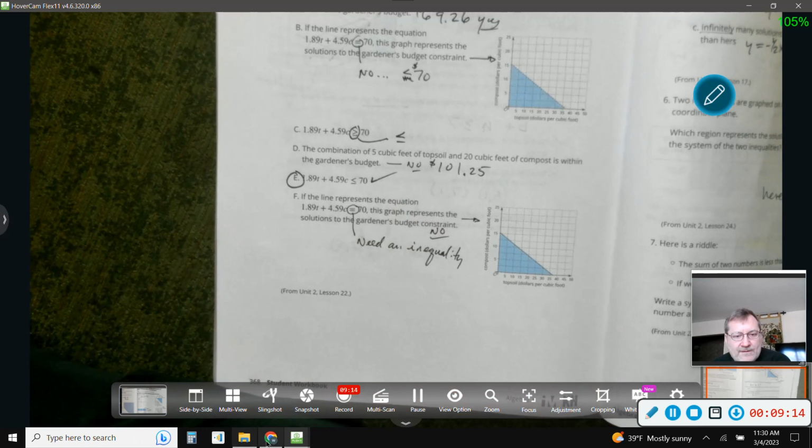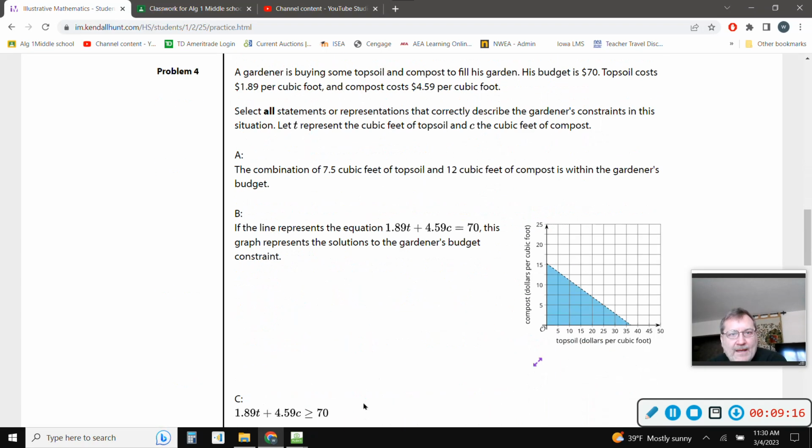Number 4. Let's start here with a clean slate. Gardener's buying topsoil and compost to fill his garden. His budget's $70, which means he can spend up to, including but not over, $70. Topsoil is $1.89. Compost is $4.59 each per cubic foot. Select all the statements that correctly describe the constraints.